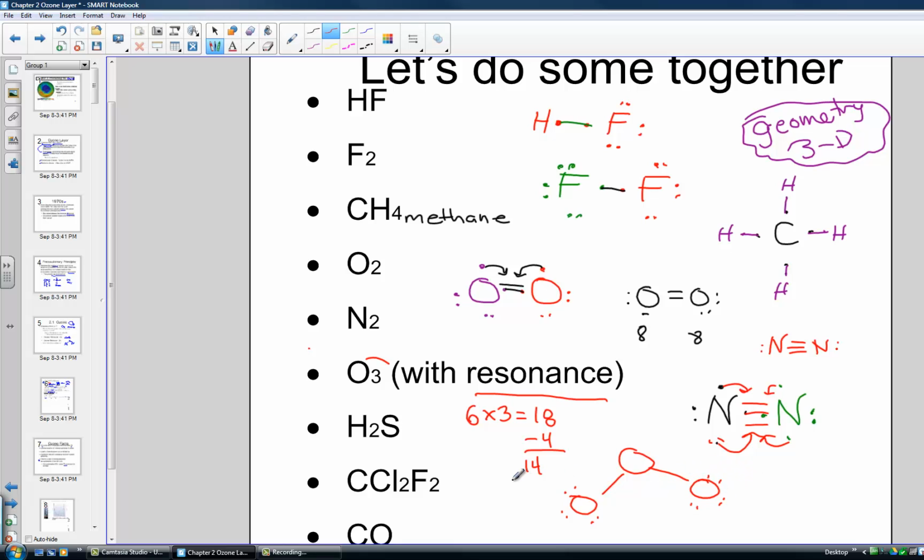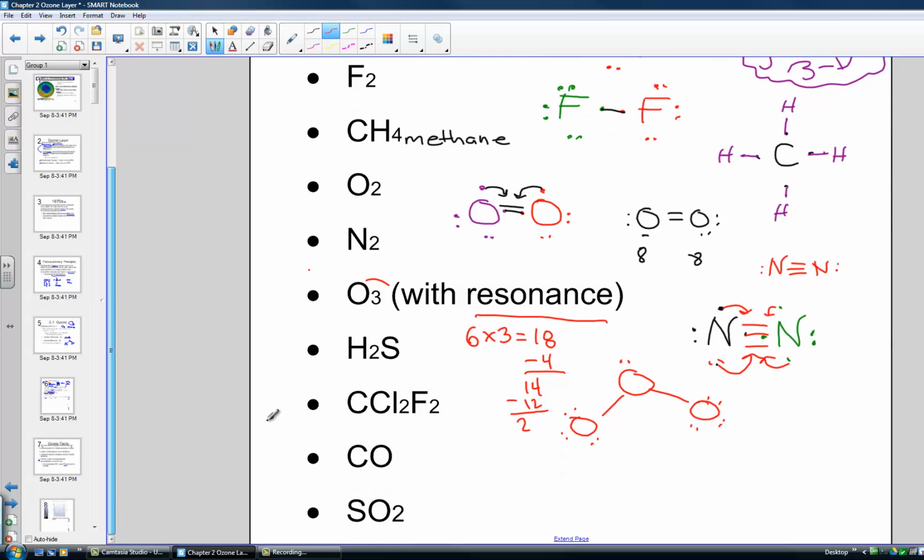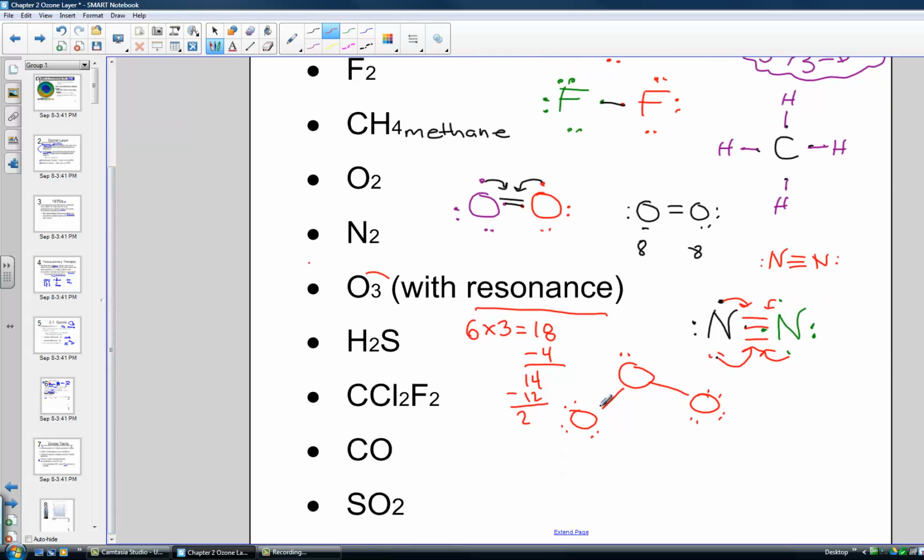6 more in this one is 12. That only leaves me with 2 electrons left, and I'll place them on the center atom and then examine what we've built. I have a single bond to the oxygen in either direction.